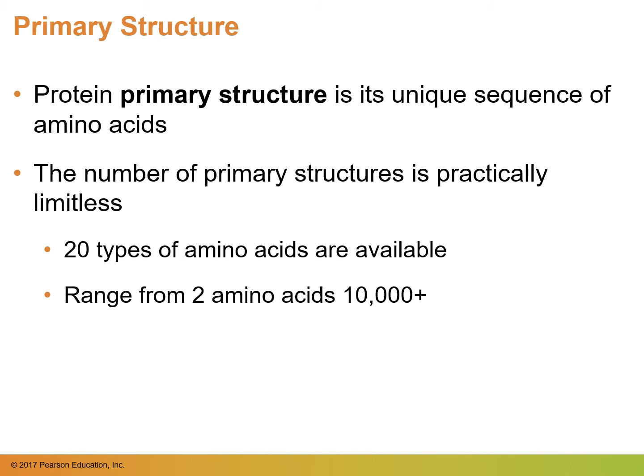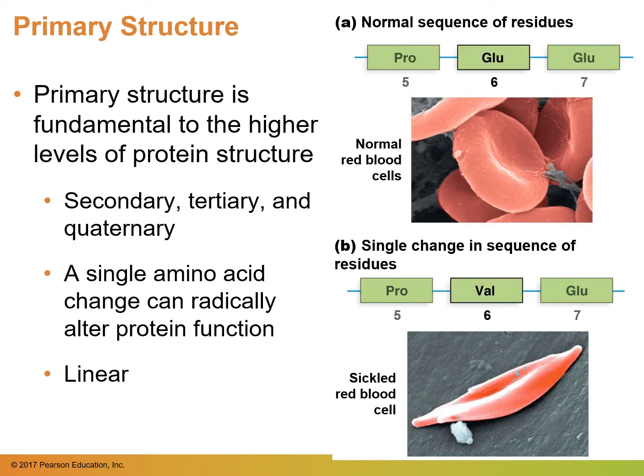The number of primary structures can be basically limitless, and that's why, like I was mentioning, proteins are going to have such diverse functions, and they're going to be able to perform a lot of different functions in your body because of the diversity in the primary structures. Twenty types of amino acids are available, and proteins can range from 2 amino acids all the way to more than 10,000. That's why we can have extremely diverse functions in proteins. The primary structure is the fundamental component for all of the other structures. This is basically going to tell you which type of protein we're creating here.